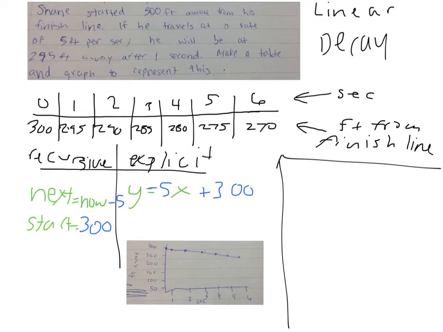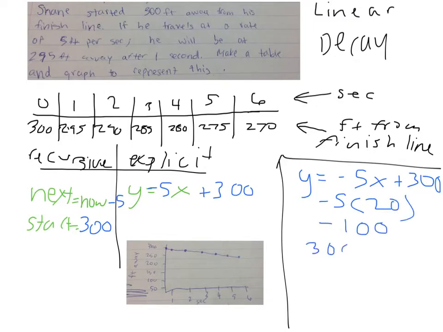How long would it take to be 200 feet away? So we're going to put that into our equation, which would be y equals -5x plus 300. In order to do this, we would have to multiply -5 times 20, and that would give us -100. 300 minus 100 is 200 feet away, and that would be our answer.